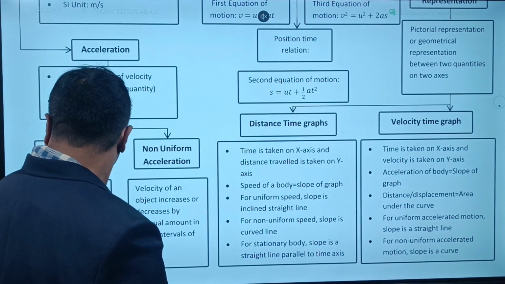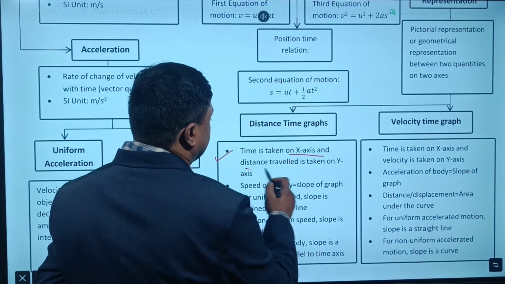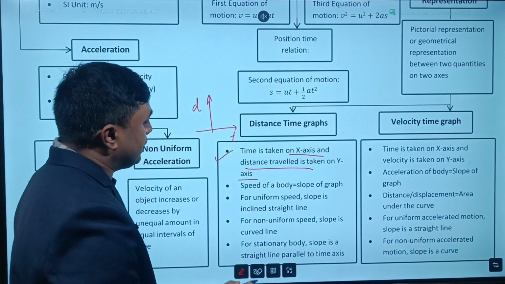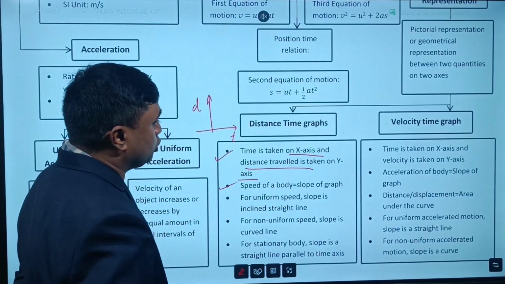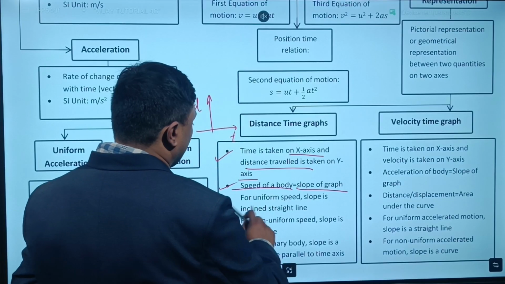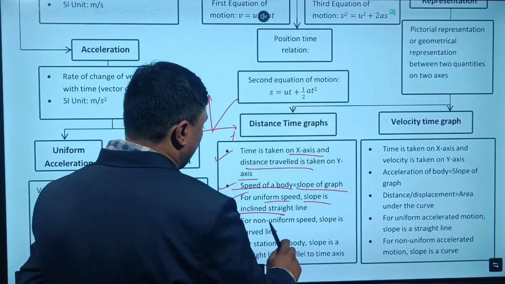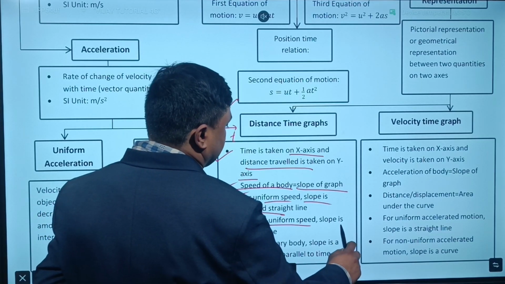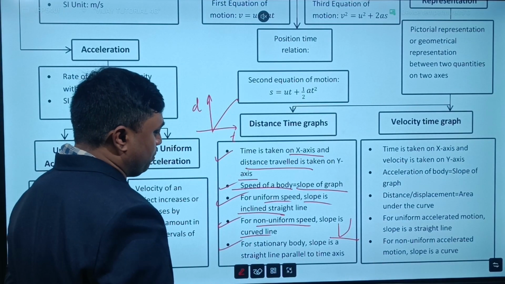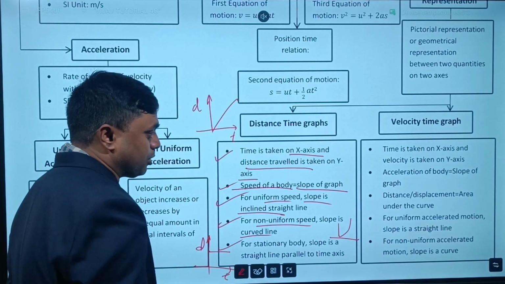We also have some graphs, the distance-time graph. Time is taken on the x-axis and distance traveled on the y-axis. The slope of the distance-time graph gives you the speed. For uniform speed, the graph is an inclined straight line, and for non-uniform speed the graph is a curved line. For a stationary object, the graph is a horizontal straight line, so distance does not change with respect to time.